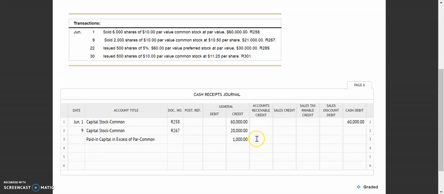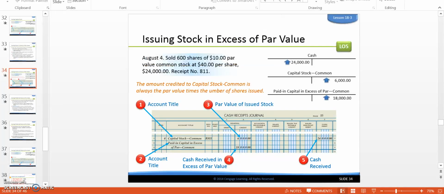Okay. But the total cash that we received was 21. So that's going to go over here in our cash debit. So hopefully that made sense to you. How we're getting that is that we're selling it for more than the par value is. So we do have to record that in a separate account. Again, if you need a reminder on that, slide 34 in your PowerPoint will talk about issuing stock in excess.